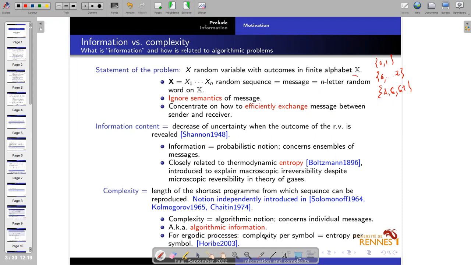Complexity is an algorithmic notion that concerns individual messages. This notion has been independently introduced by Solomonoff, Kolmogorov, and Chaitin almost simultaneously.